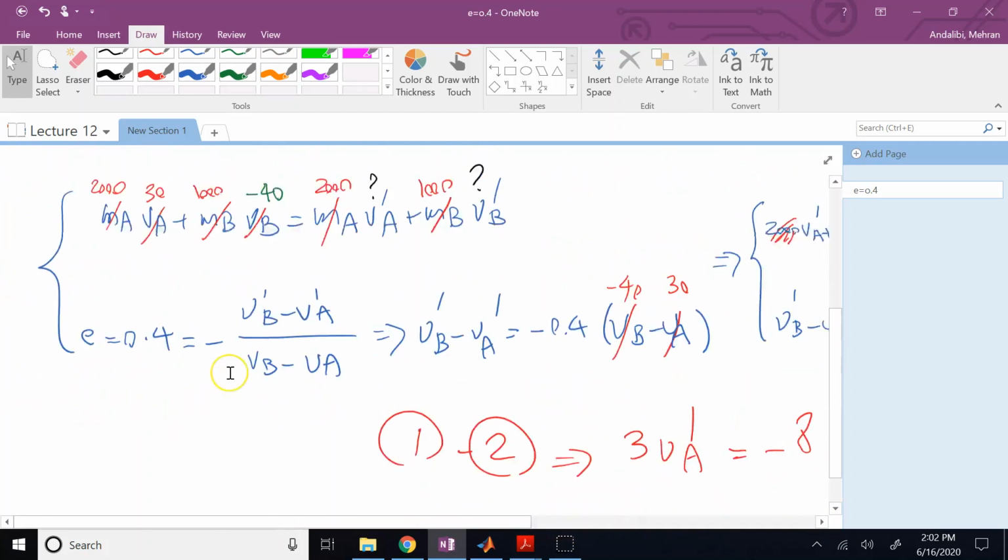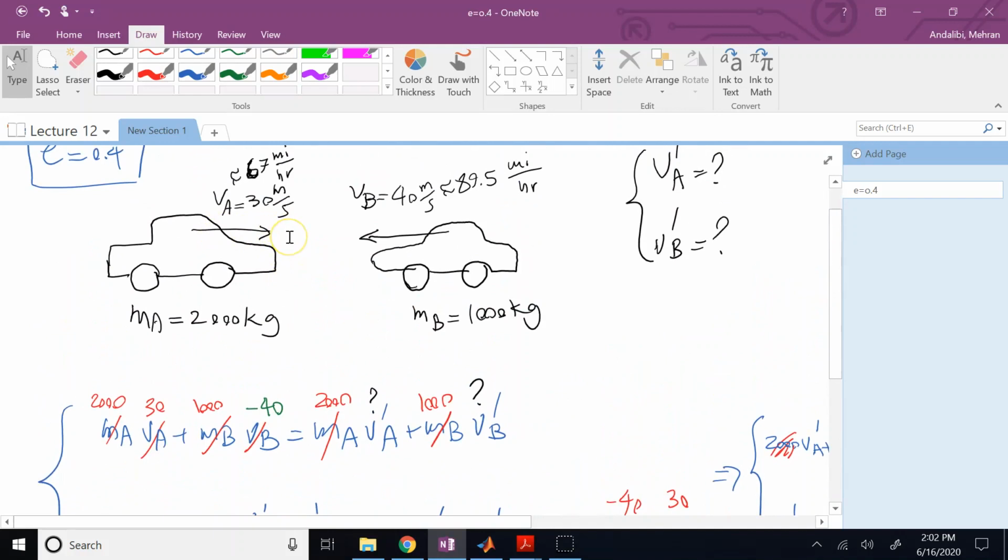So car A was moving 30 meters per second forward. Now, after impact, it is negative 2.67. Negative means it's to the left. So after impact, it is not only not moving forward, it actually will be kicked backward with 2.67 meters per second backward. So it's a huge shock because you go from positive 30 to negative 2.67. So you have a total of 32.67 meters per second change in velocity. That's a huge shock, okay? And that will most probably kill any person.